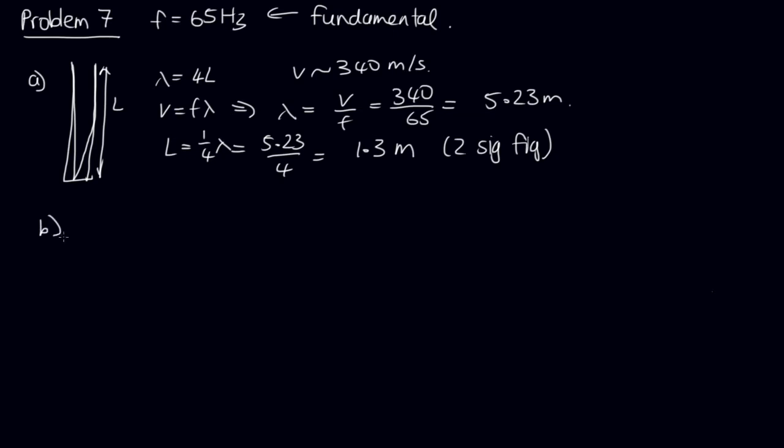Okay, now part B goes on: if C2 is the lowest note played on this instrument, what would be the next highest note? Okay, so for the next highest note, we're going to have this harmonic here. So we've got an open end here, so we've got to have an antinode, and down here we've still got a node. So in this case, we've got 3/4 of a wavelength, so that the length is now equal to 3/4 of the wavelength. This is the third harmonic.